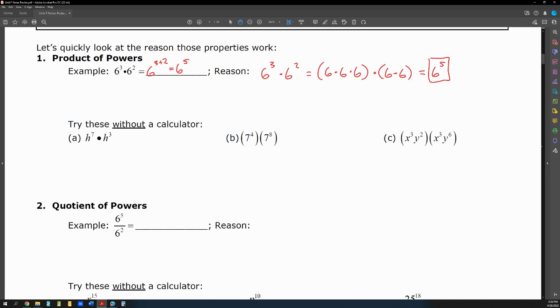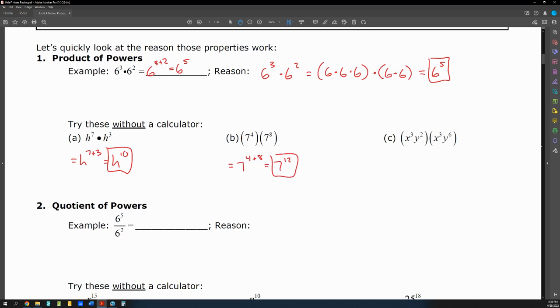H to the 7th times h cubed gives us h to the 7 plus 3. We can add those exponents. We have the same base, which gives us h to the 10th power. 7 to the 4th times 7 to the 8th. Again, we have the same base, so we can do 7 to the 4 plus 8. Add those exponents. We get 7 to the 12th.